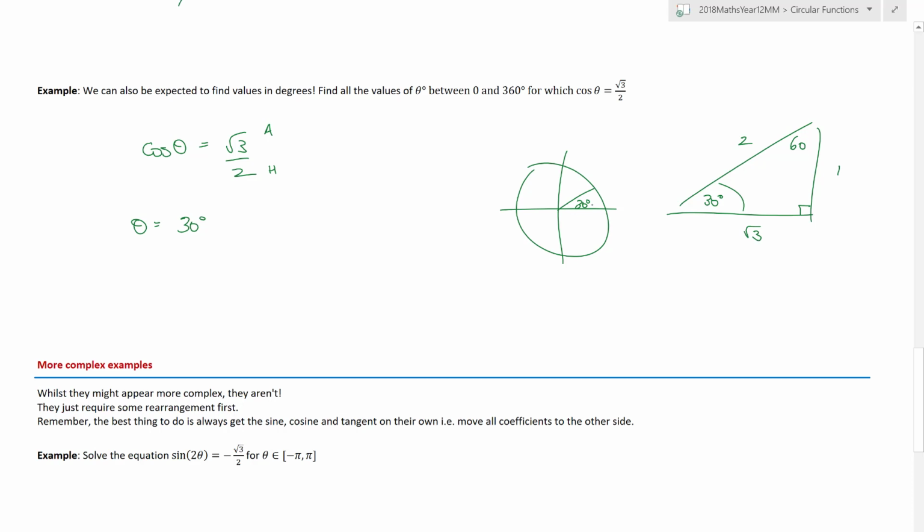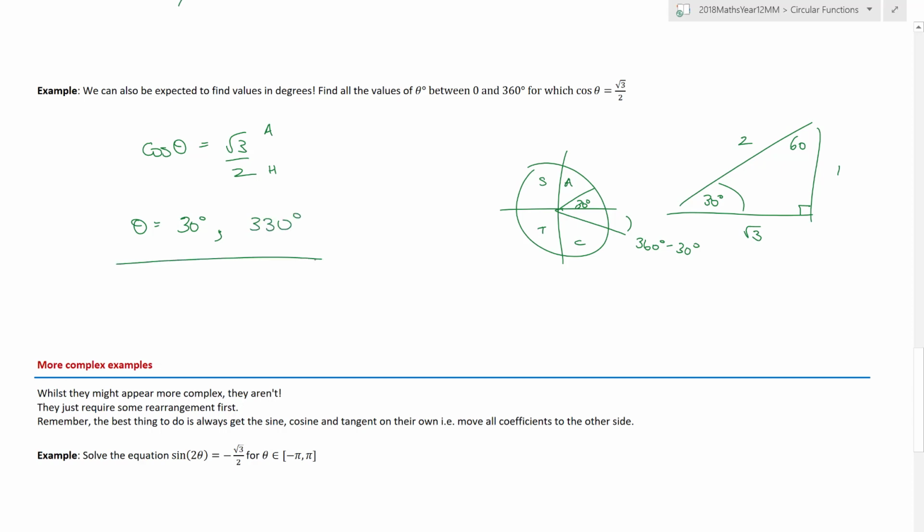And I'm looking for all values. So all stations to Canberra. The only one that's positive is there. That's 360 degrees minus 30 degrees, and so my only other value will be 330 degrees.